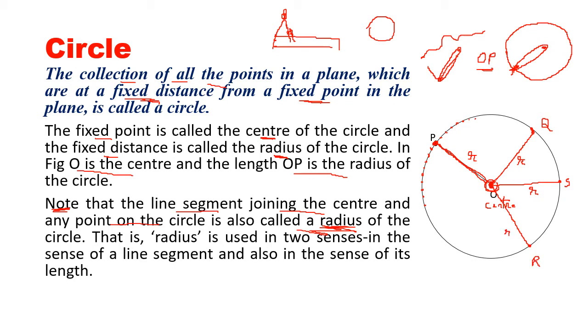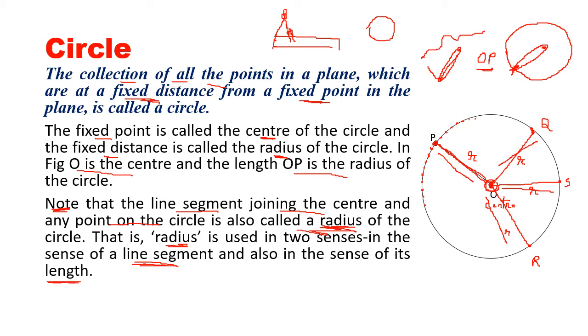So radius here has to be used in two senses. One is, you call it a line segment. So which are the radius here? You can see in the diagram, OP is the radius, OR is the radius, OS is the radius, and OR is also the radius. And radius also means the length.